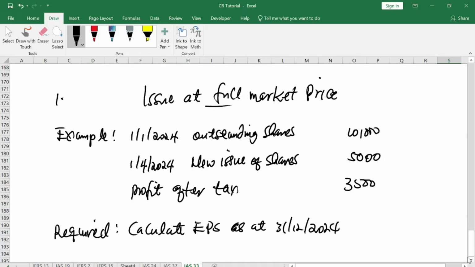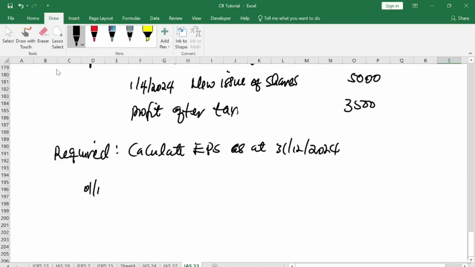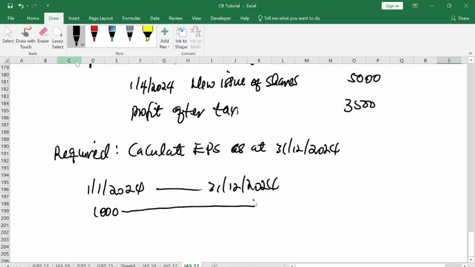So how do you go about this? So I give you this. This is what we call issue at full market price. Now, before we start the solution, if the accounting year of a business starts from 1st January 2024 to 31st December 2024, and you have a share from 1st January, say 1,000 shares, this share has been existing from 1st January to December, right?